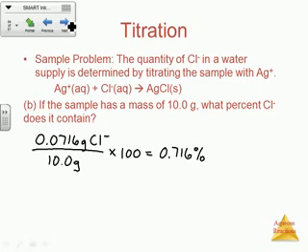0.716%, which is not very much, which is probably a good thing. We don't want too many chloride ions in our drinking water. They're good for killing little bacteria, but in high enough concentrations, they're good for killing us. So we want a low percentage there, but that's how they figure out what percent of your water is actually chloride ions.